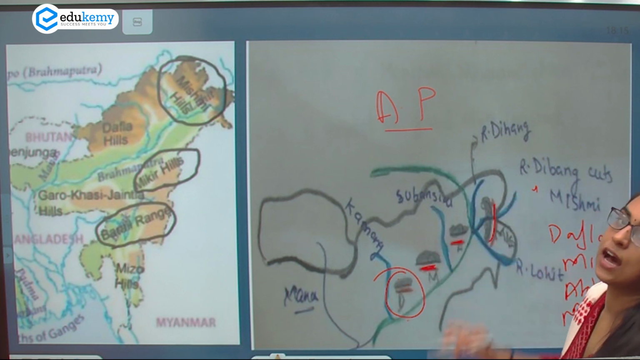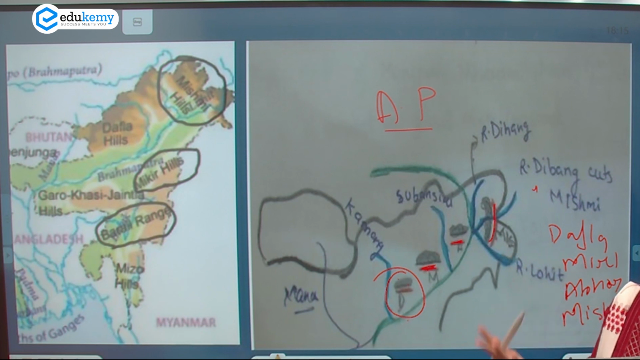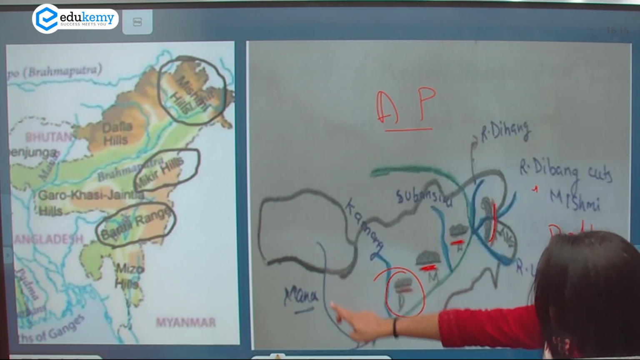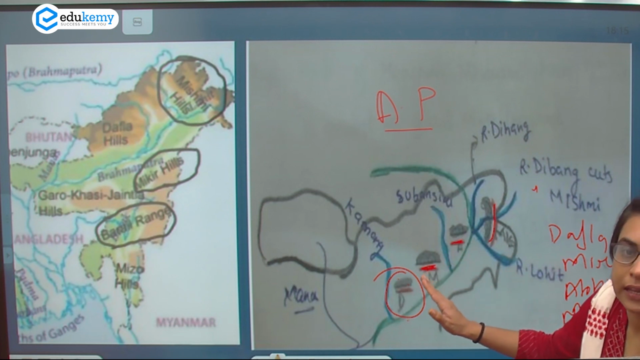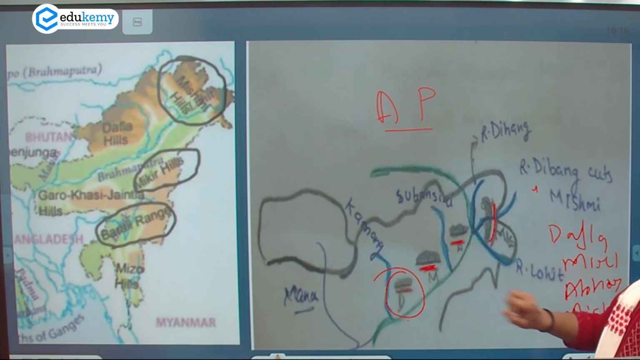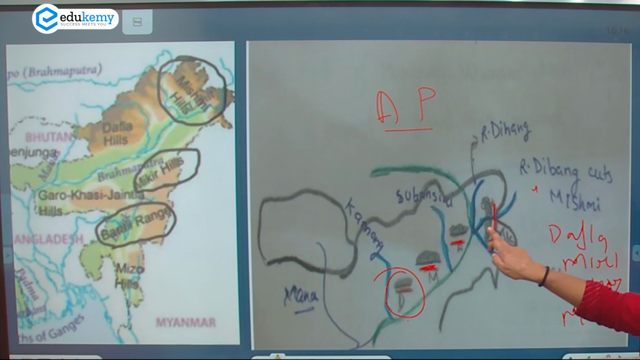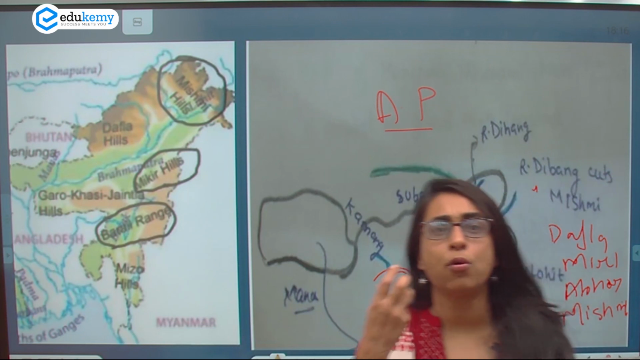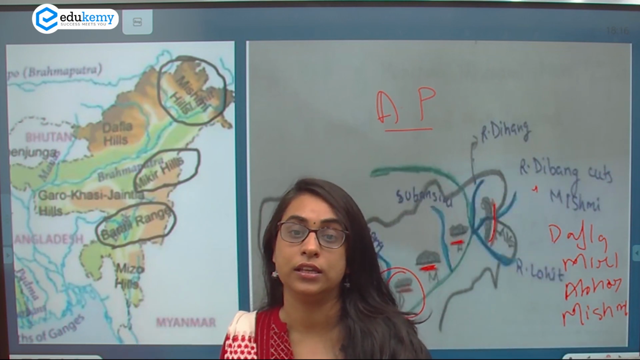And these hills are cut by the rivers. Like on the left of Dafla are the 2 important rivers, the Manas River and the Kameng River. And between Miri and Abhor is Subansiri. So Subansiri is between Miri and Abhor. And if we see this, Mishmi Hills is cut by the Dibang River. So Dibang River cuts the Mishmi Hills. These are the important observations that you have to make while you are reading the map of northeast.